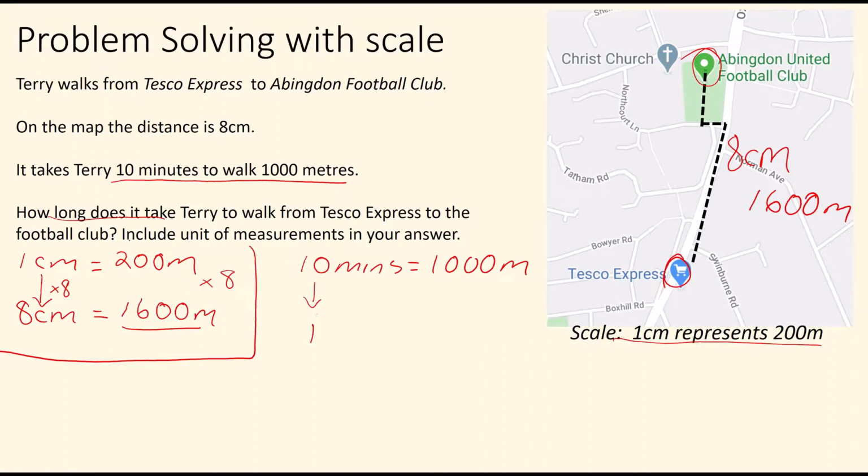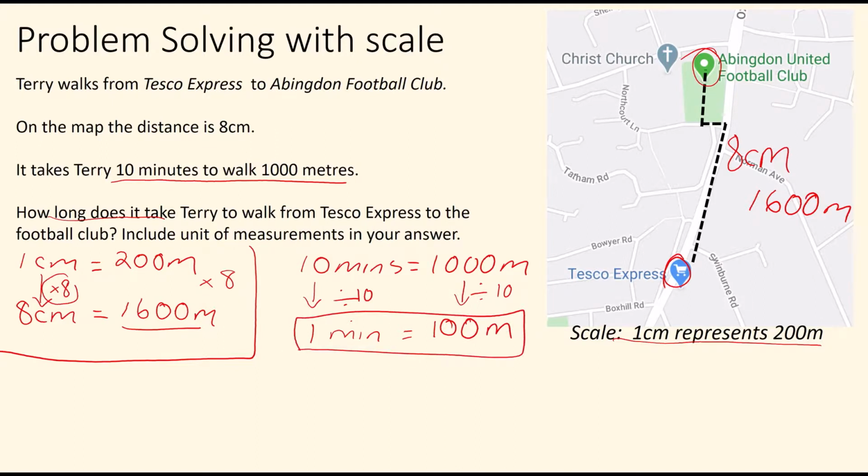Now in the example to the left, to go from a small number to a bigger we times, but we're going in the opposite direction this time. So to get this all the way down to 1, we're going to have to divide by 10. So we're going to do the same on the other side. And so Terry then, for every 1 minute he walks, he actually walks 100 metres in real life. So this is a new scale factor. So we're going to use that to find out how long it takes him to do 1,600 metres. That's what we worked out.